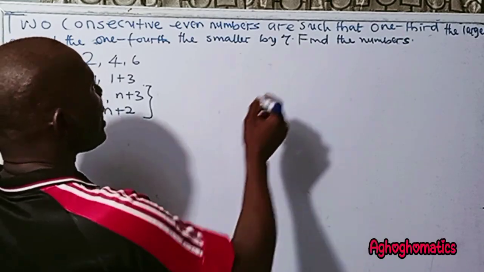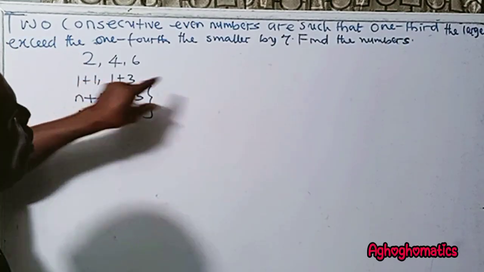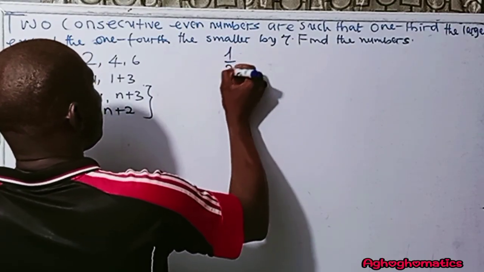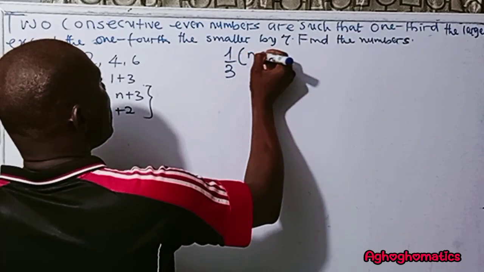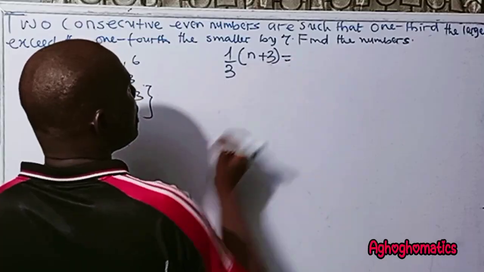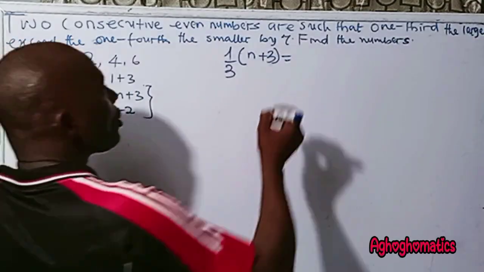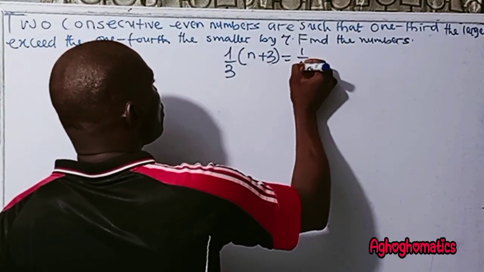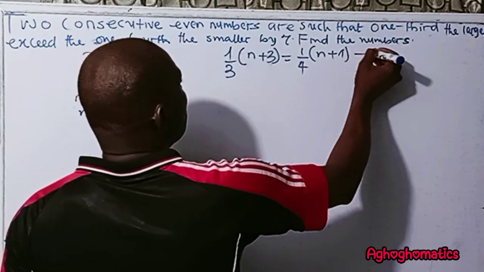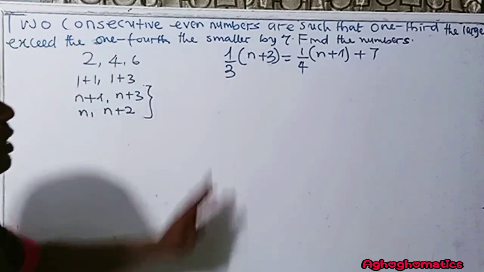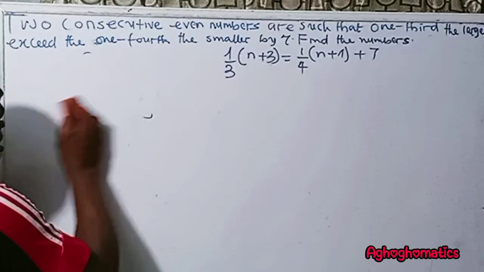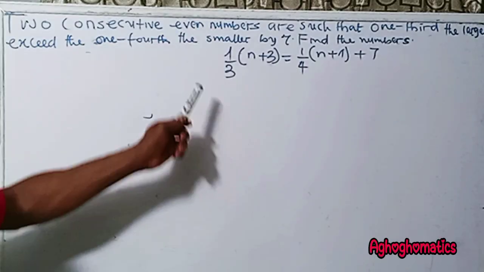So let us try and make use of this one. And remember, they said the larger number, this is the larger number here, one third the larger number, so that means 1 over 3, the larger number, which is n plus 3, exceeds the smaller number, so that means one fourth into n plus 1, by 7. This is just the statement here.